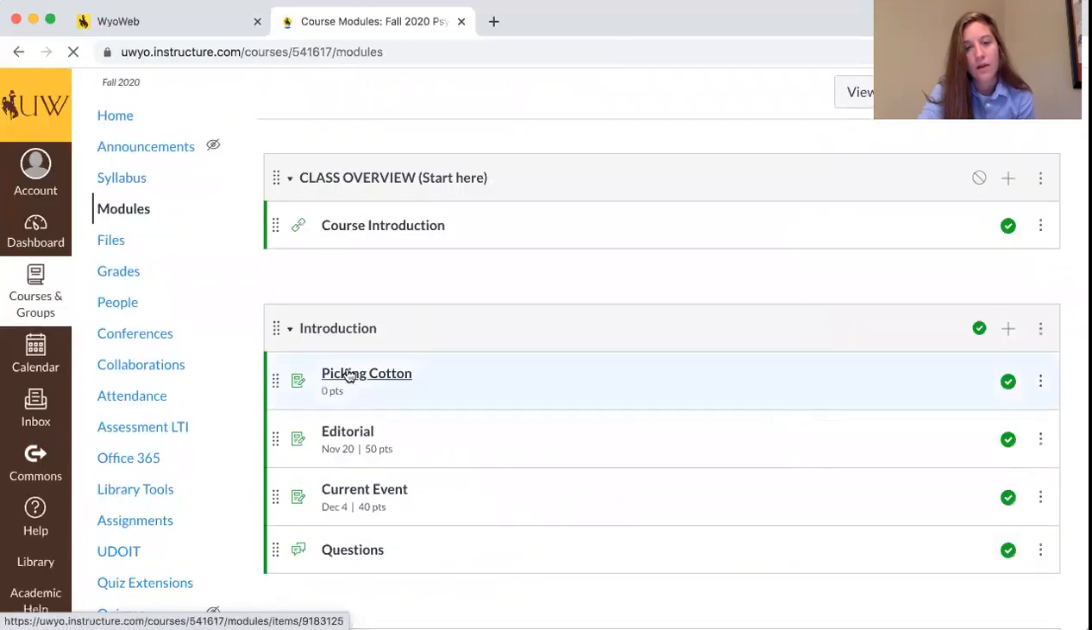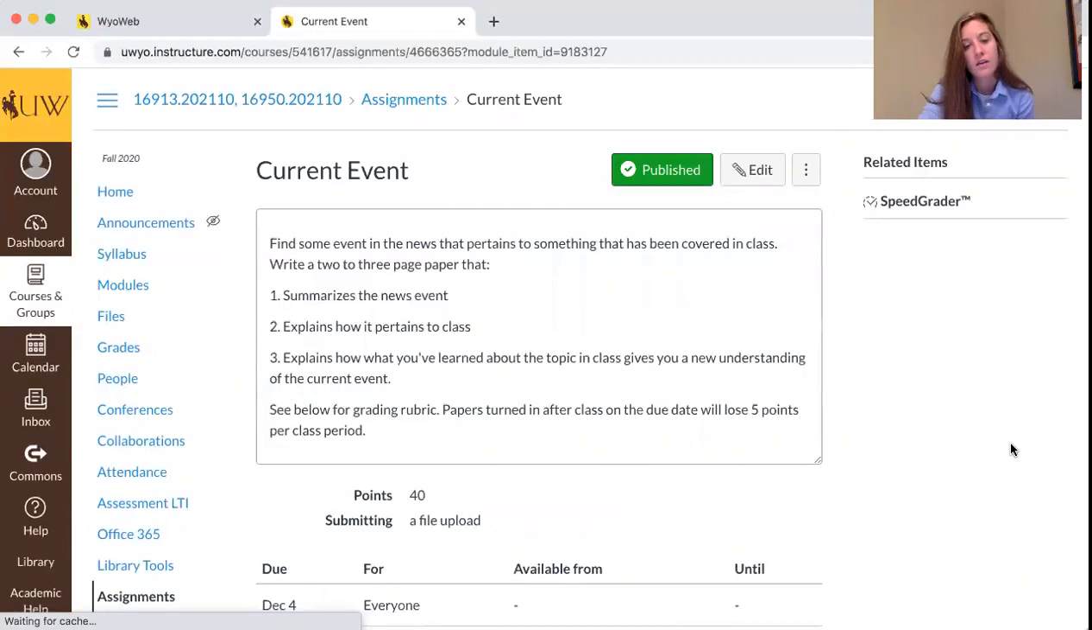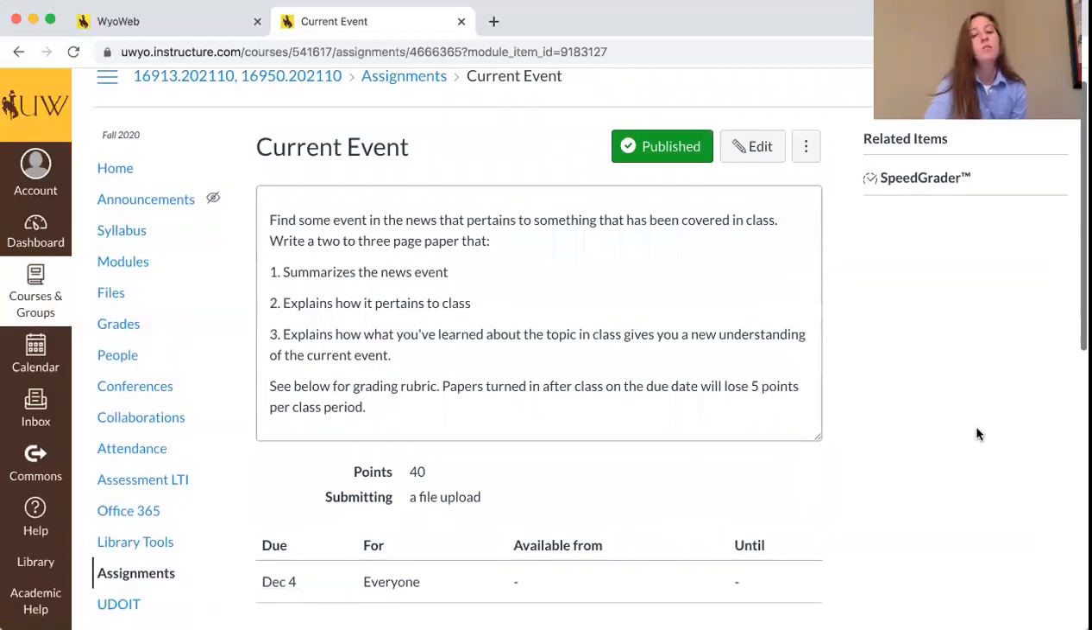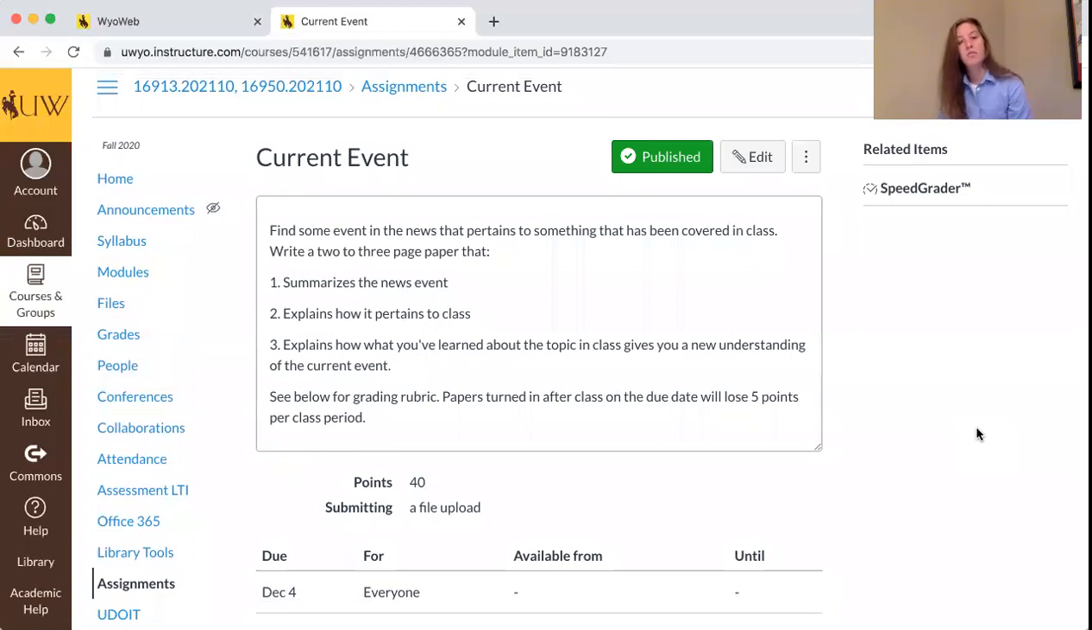And then you will also have the current event. The current event is a somewhat similar paper. This is due on December 4th. What you're going to be doing for this is you're going to find some event in the news that pertains to something that we've covered in class, and write a 2 to 3 page paper that summarizes the news event, explains how it pertains to class, and then how what you've learned on that topic in class gives you an understanding of the current event that is happening in the real world.